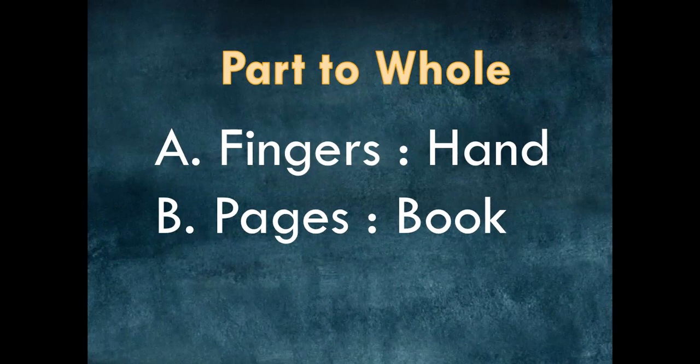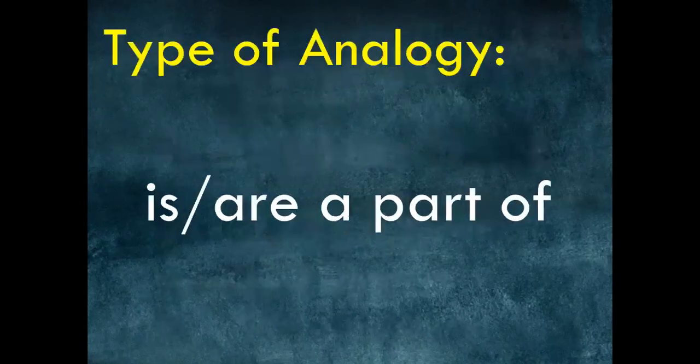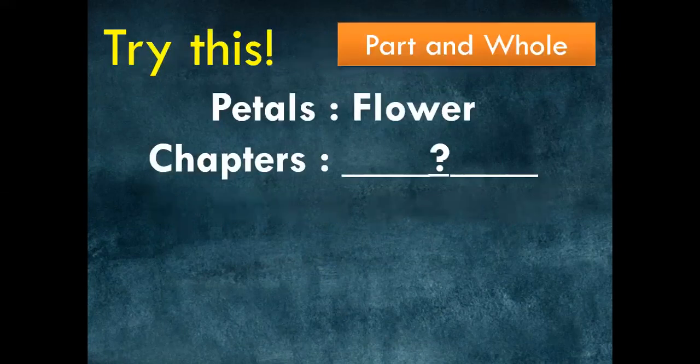Therefore, this is the kind of relationship to show us part to whole, or it could also be whole to part. Make sure to check the arrangement of words. If you're gonna start with hand first, hand is to fingers, that would be whole to part. Now let's try the following. So remember, this is another analogy. Is or are a part of. This one, petals are to flower, while chapters are to blank.